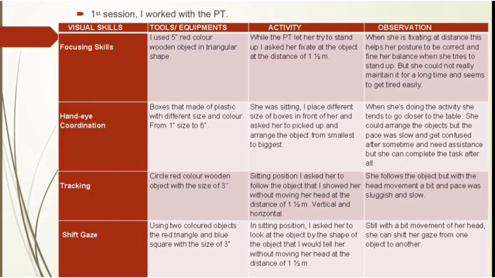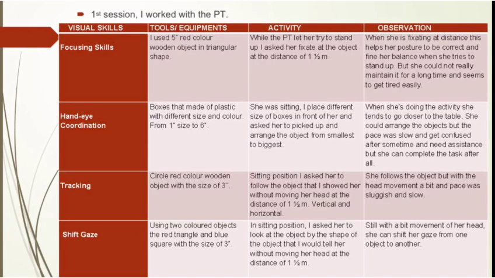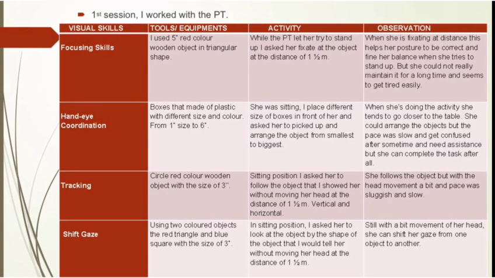For the observation, when she is doing the activity, she tends to go closer to the table. She could arrange the objects, but the pace was slow and she got confused after some time and needed assistance, but at the end, she could still complete it.